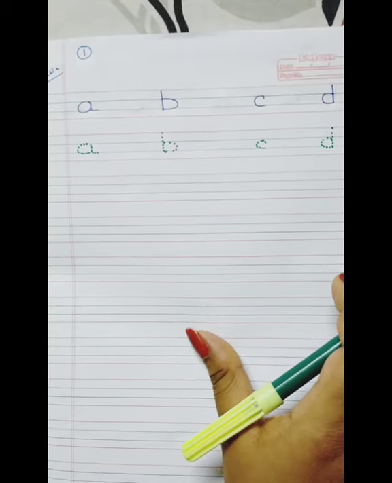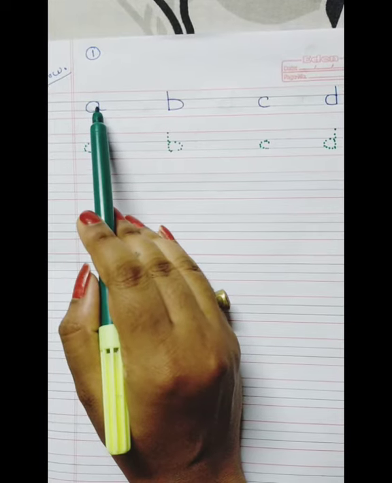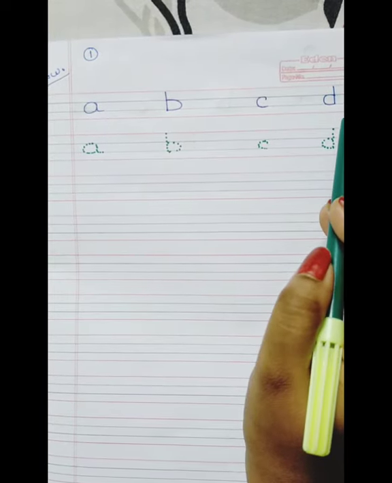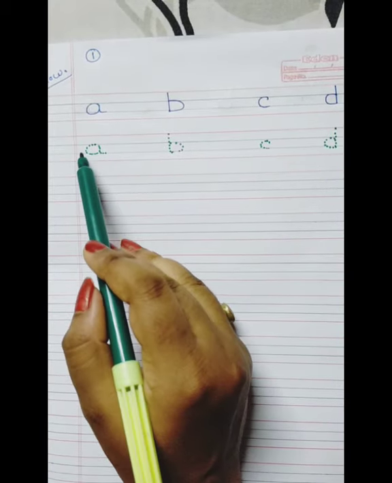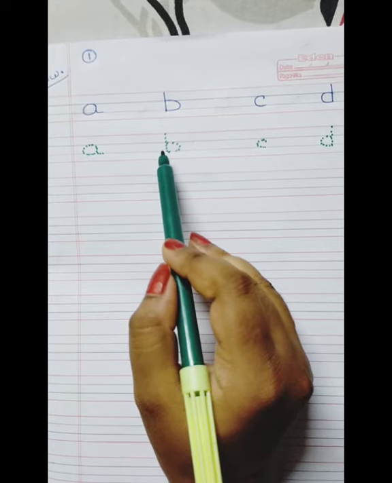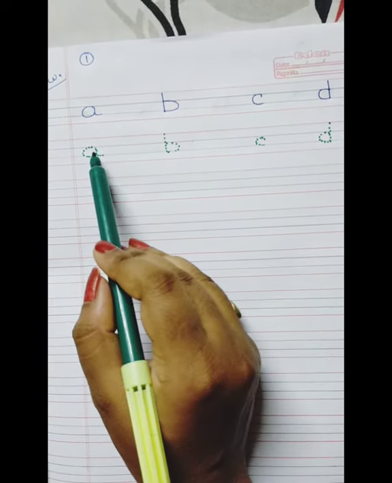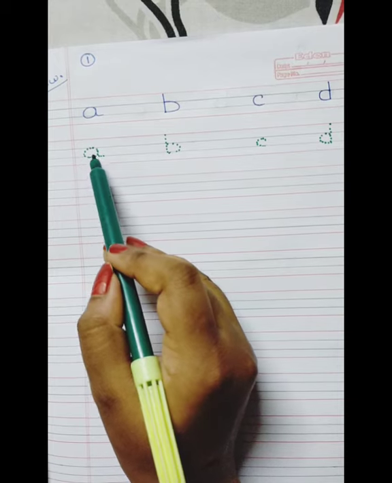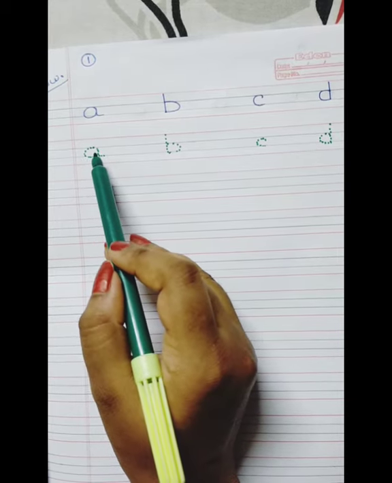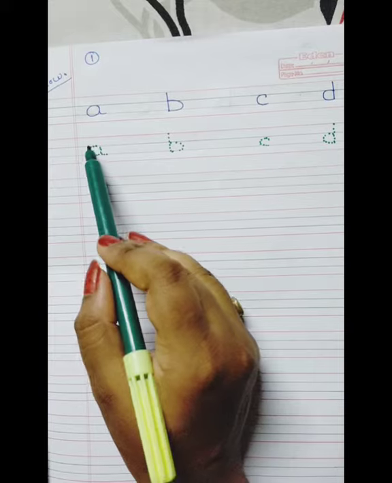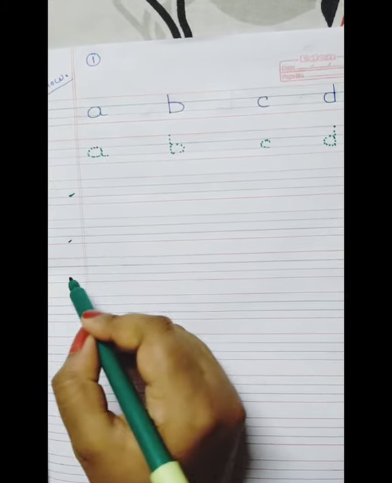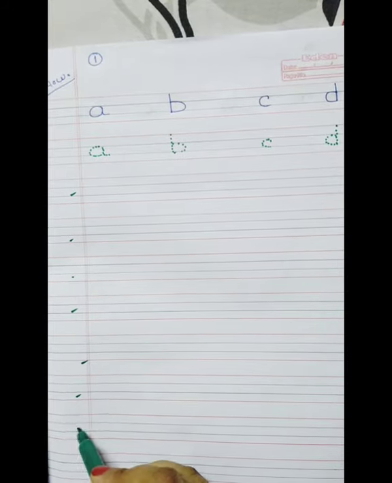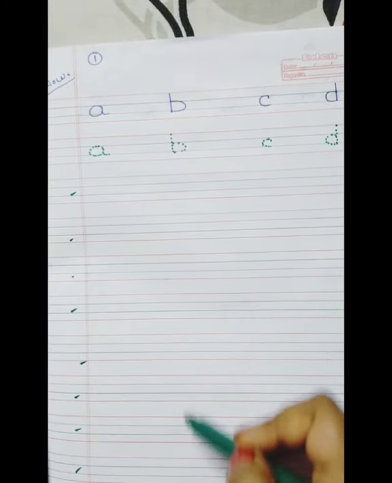This is for the parents I am asking. Just write the top line for them. A, B, C, D. And then make dotted lines for them. These are the dots you make. And ask your kids to make freehand over it. Then when you see they can write freehand, ask them to fill up these lines with A, B, C and D.